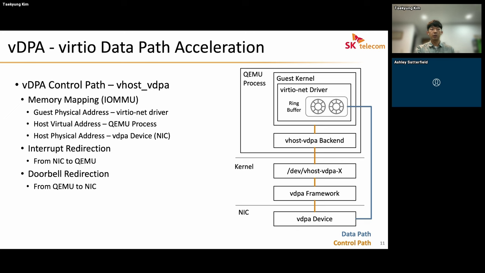The mapping between the two addresses is done by the vhost vDPA framework and is recorded into the IOMMU as a cache, which is the memory management unit for IO devices. Also, the control path relays notifications such as kicks or interrupts from and to the hardware.